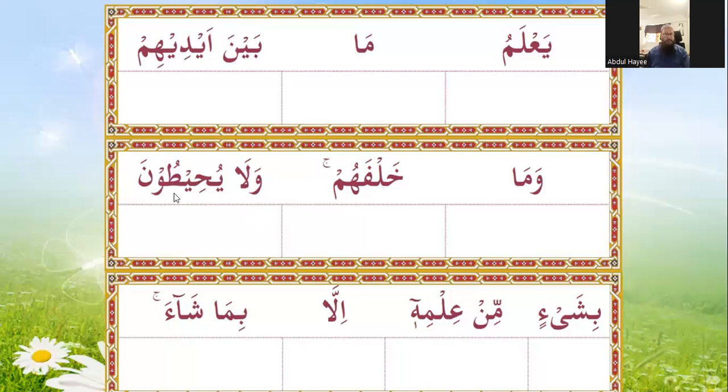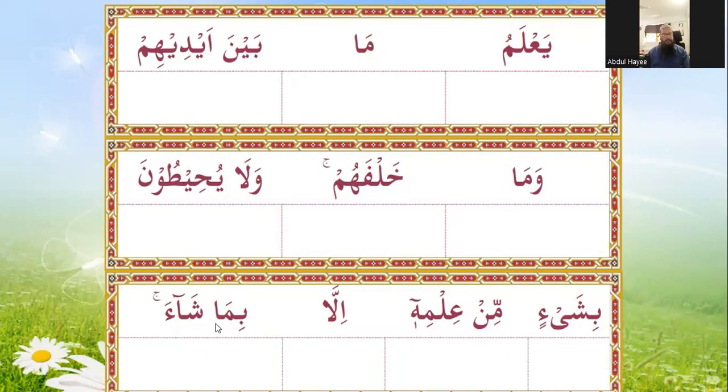Yuhituna. This is a new word, but still look at the construction of the word. Yuhituna, it's a mudare. The una is telling it's a plural of mudare. Ya is telling it belongs to the third person, meaning them. Bishay'in. We have studied this. Bi means with, shay' means anything, something. Min means from, as in min shaitan. Ilmihi, again we can break it into ilm and hi. Ilm, we know the meaning, and hi means he. Illa, we know the meaning of illa, except.